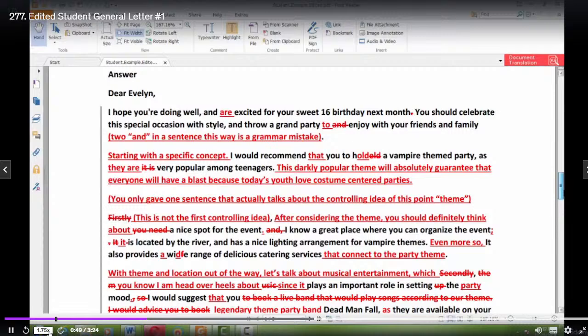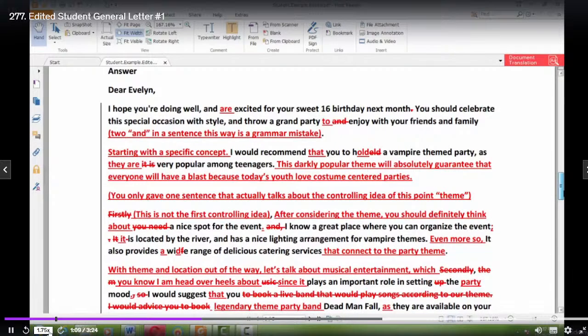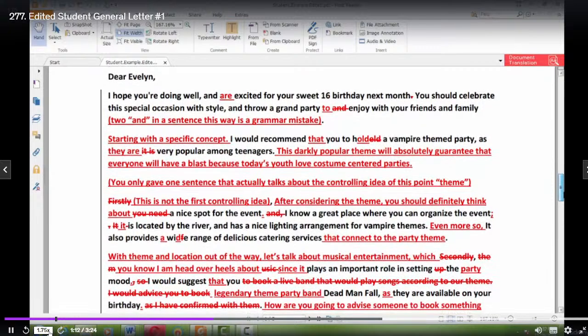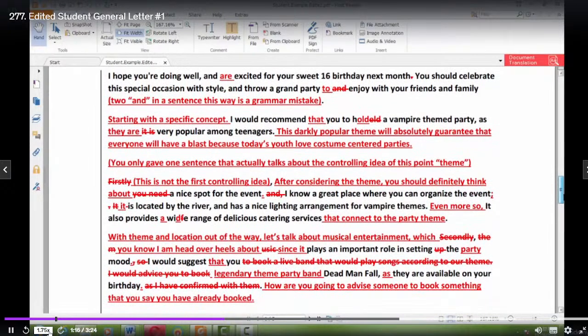So those are my questions about what he did and what I think he should have done to improve it. In this one, the student really wasn't giving a controlling idea for what each body paragraph was about. And there were just many other things that needed to be done to correct the letter and make it better. These were my initial suggestions to the student about what he needed to do to correct and improve the letter.